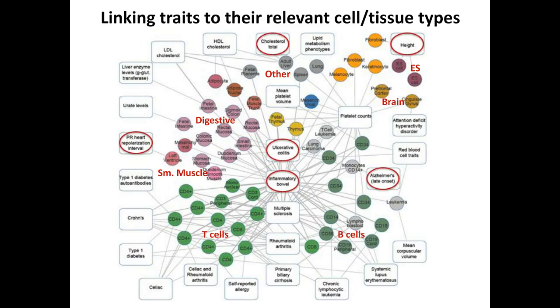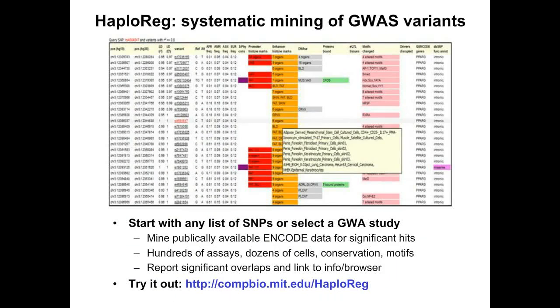And it also highlights this much more general association of immune traits with either T cells or B cells, with the heart repolarization interval and blood pressure, as I mentioned earlier, specifically with the heart, and cholesterol, specifically with liver. So it allows us to now associate each of these different diseases with very different tissues that might underlie them. That allows us to now go and study specifically these tissues when trying to uncover the mechanistic basis of each of these diseases.